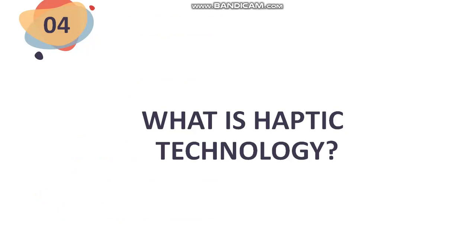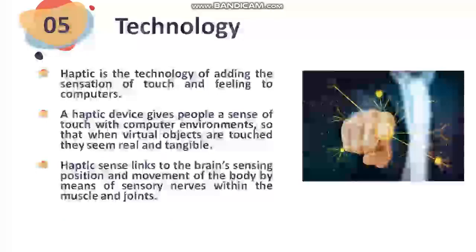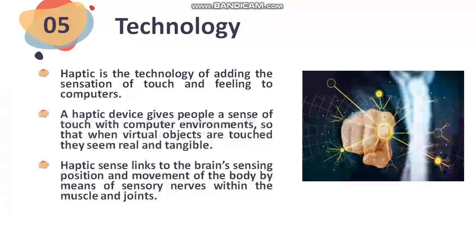So, what is haptic technology? It is the technology of adding the sensation of touch and feeling. When virtual objects are touched, they seem real and tangible. By using this, you feel as well as see your interactions with images.